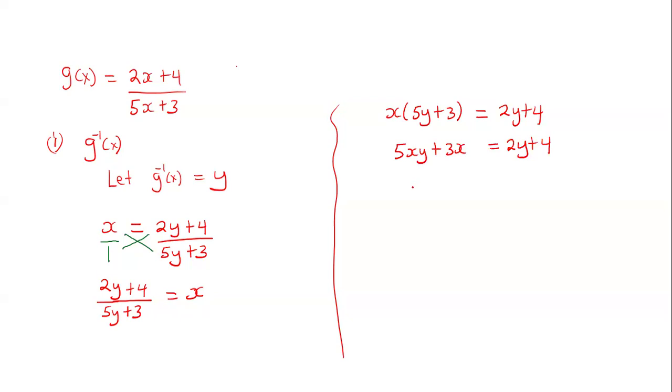What are you aiming at? I want to remain with y on one side. Very good. So can we have all of them on one side and anything without y taking the other? 5xy plus 3x minus 4 is equal to 2y.